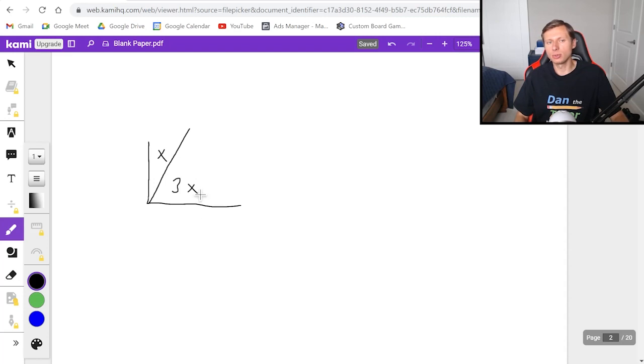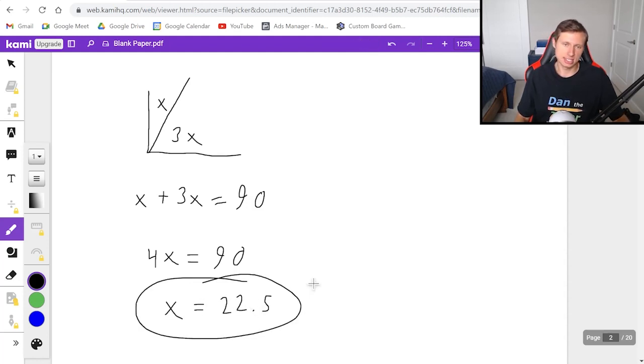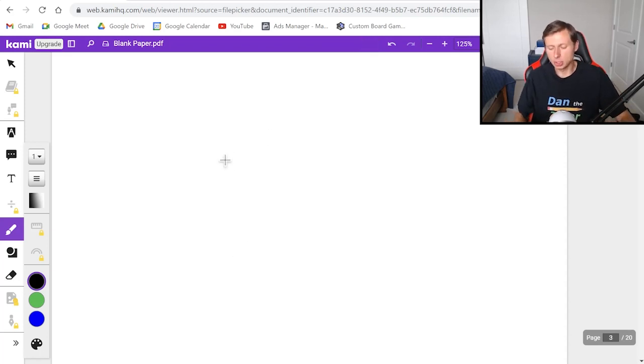Well, remember, these two angles have to add up to 90. The first angle is X, the second angle is 3X, and they have to add up to 90. So X plus 3X, that's going to be 4X, so 4X equals 90, and then you just have to divide by 4. You can plug that in a calculator if you want. You will get 22.5 for X, and there's our answer. So again, not so bad, it just becomes an equation, still the same strategy: add the two angles, set it equal to 90.